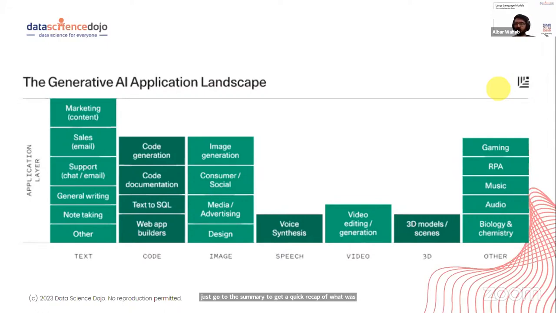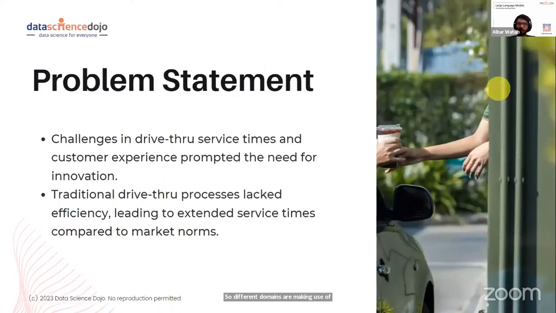So different domains are making use of generative AI for different purposes. And here's an example of a company that is making use of this with respect to generative AI. The problem statement that they had was that drive-through takes time, right? People come in, they list down their orders. At points, there might be some miscommunication. They'll have to ask you to repeat the entire thing. So the presence of these challenges prompted the need for some sort of innovation.